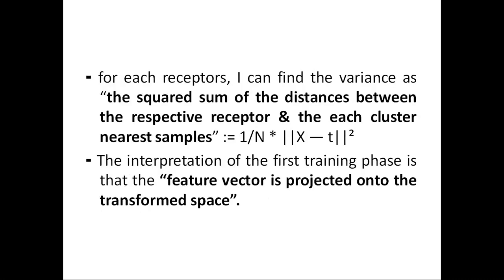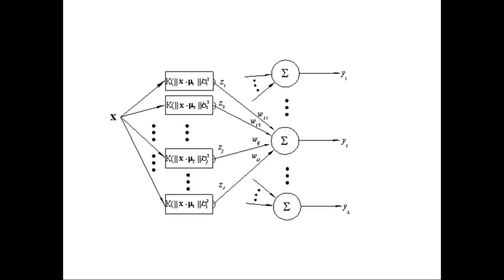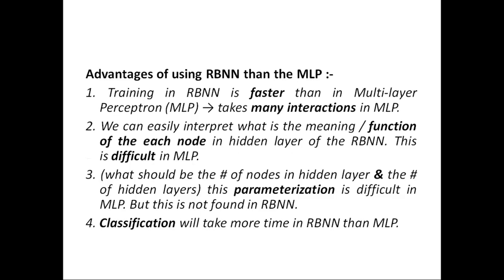For each receptor, we can find the variance as a square sum, because there is a formula for that: 1 by n times the square of x minus t. Here x is the input, t is the receptor, and 1 by n is the number of samples. The interpretation of the first training phase is that the feature vector is projected into the transform space. This is the diagram that is given.